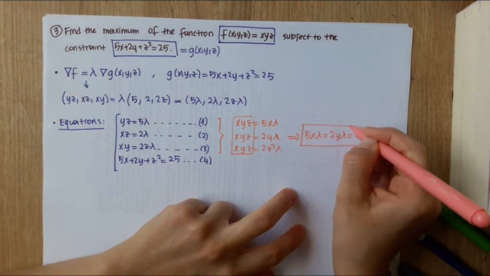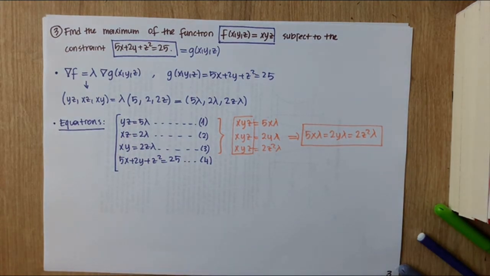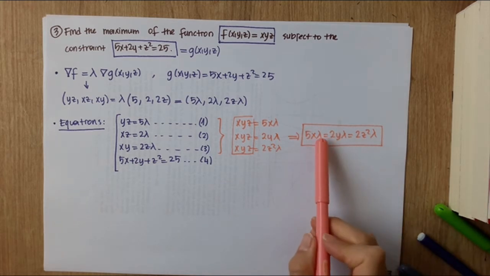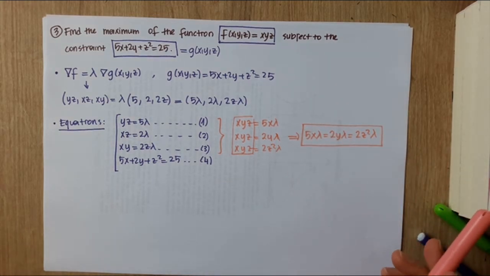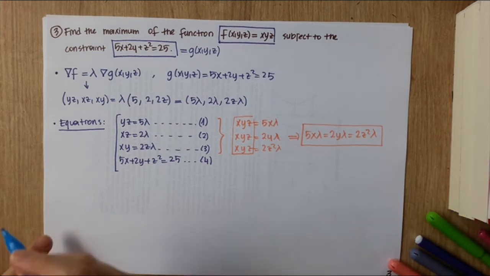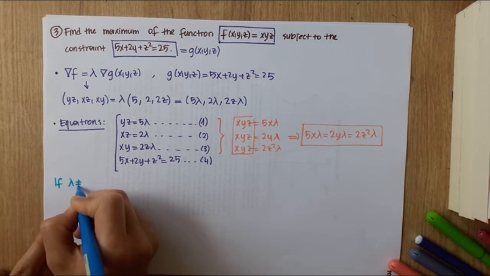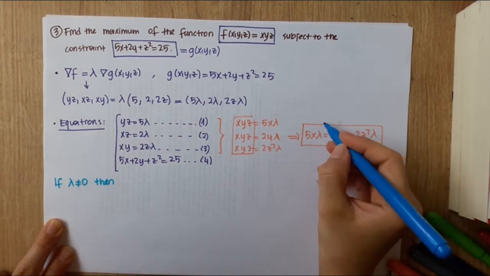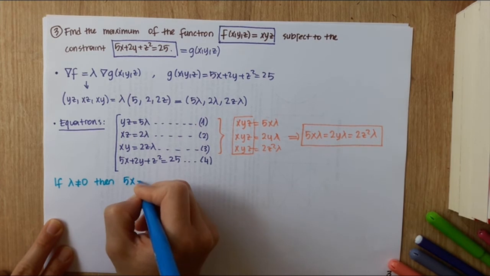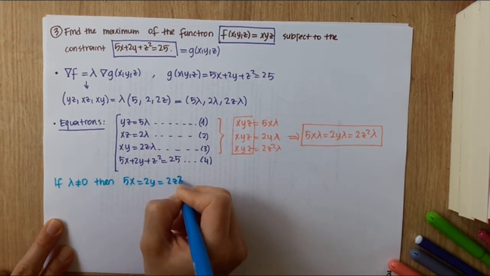First of all, I have this, and here we have two possibilities. If lambda is 0, we have 0, 0, 0, so this equation is satisfied. But if lambda is different from 0, we can obtain 5x equals 2y equals 2z squared, and from there, we can obtain a point. So let's start with the first case. If lambda is different from 0, then I can cancel lambdas here. I have 5x equals 2y equals 2z squared, right?